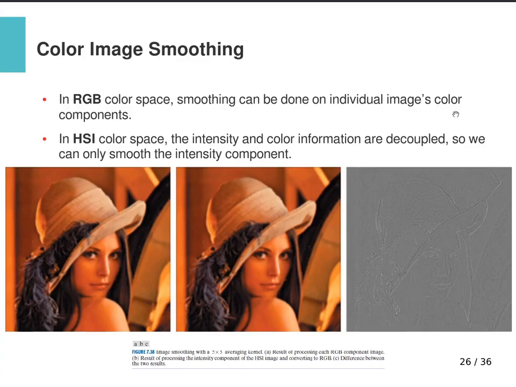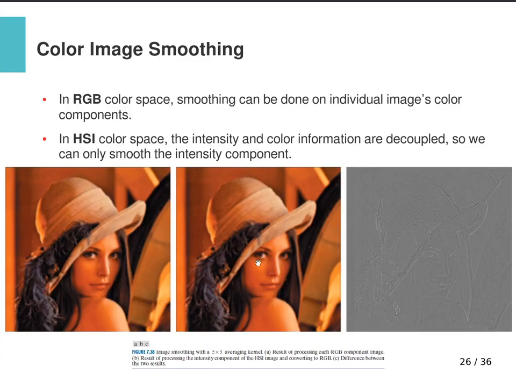As you can see here, on the left we have the result of image smoothing by applying a 5x5 averaging kernel to the red, green, blue components of the image. In the RGB color model, this one is the result of applying the same 5x5 averaging kernel, but only applied to the intensity component because this image is processed in the HSI color model. When you look closely, you don't see any significant difference between the results of the two processes.